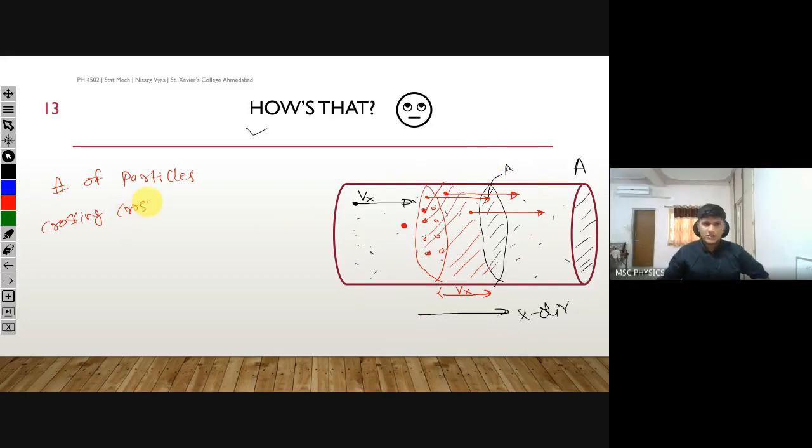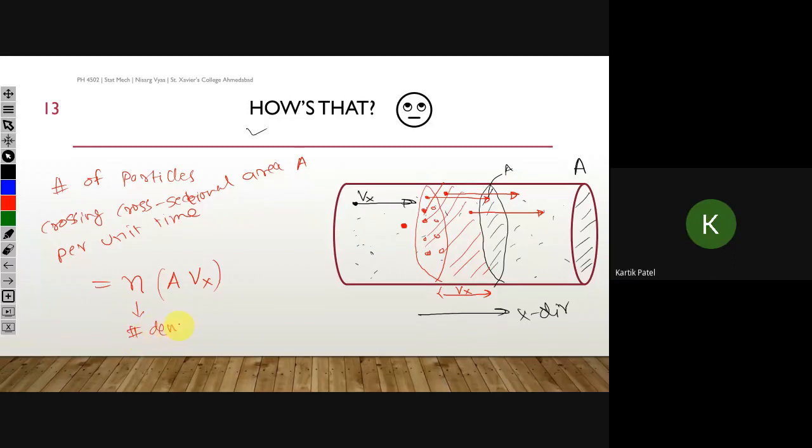So the number of particles crossing cross-sectional area A per unit time will be given as all the particles inside the volume. How much is the volume of this cylinder? The volume is A times Vx, because A is the cross-sectional area and Vx is the length of the cylinder. And N is the number density of the particles.